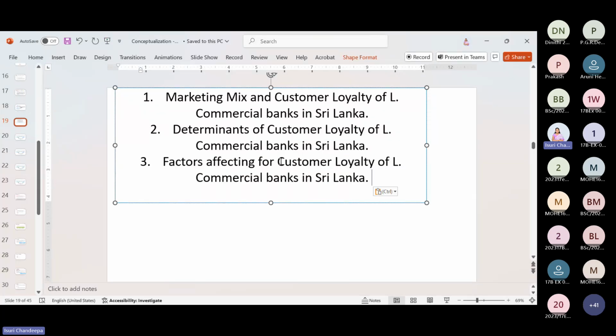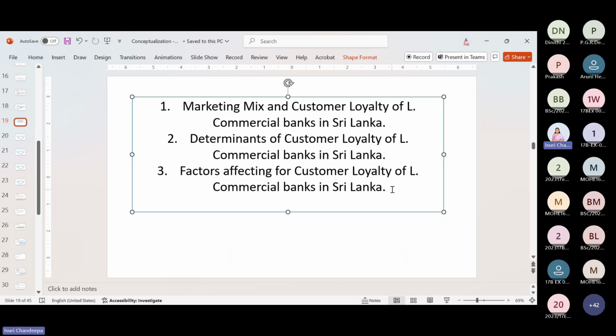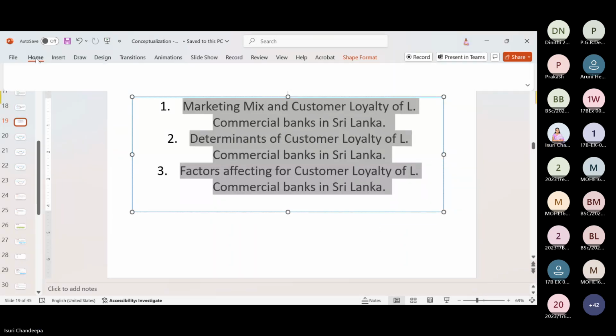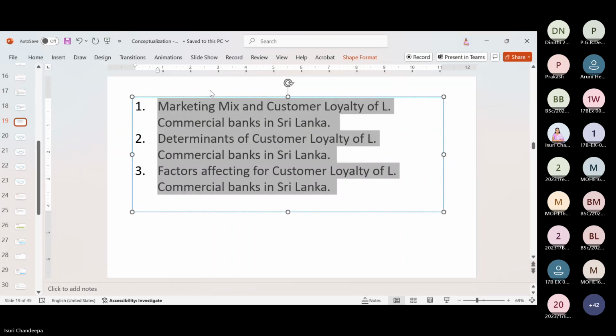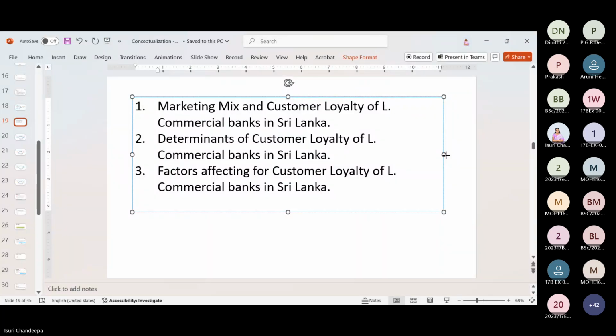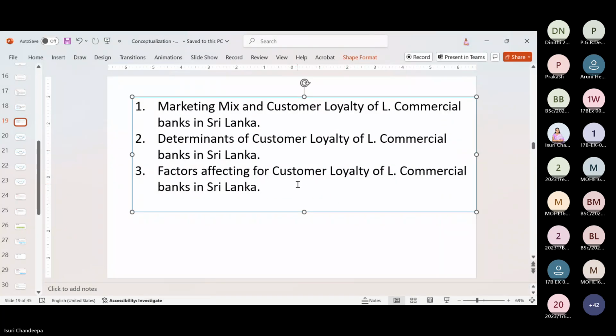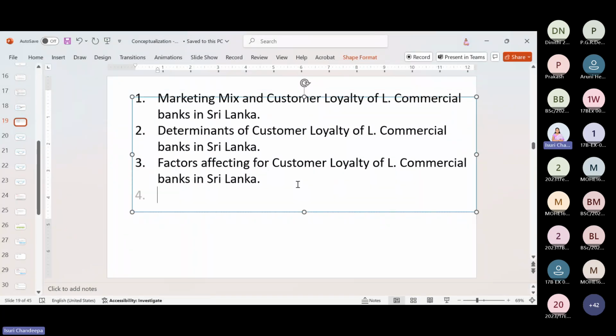The factors affecting customer loyalty of licensed commercial banks in Sri Lanka. Fourth one.